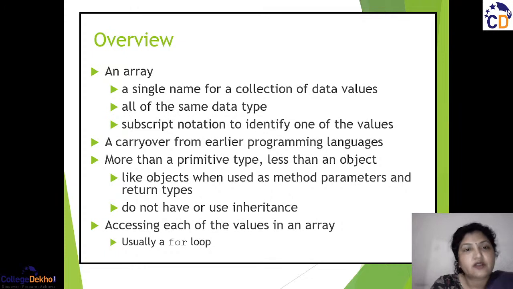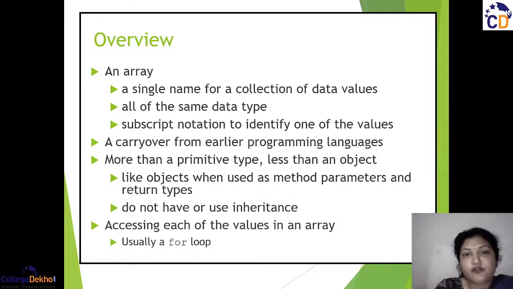Then we have subscript notation to identify one of the values. Whenever we have to access any item from that array, I may use the subscript or indexing. We will understand the indexing part in a later chapter. Suppose I want to access the marks at index 10: array name A and then 10. So directly you can access it, right? So random access is very much possible here.